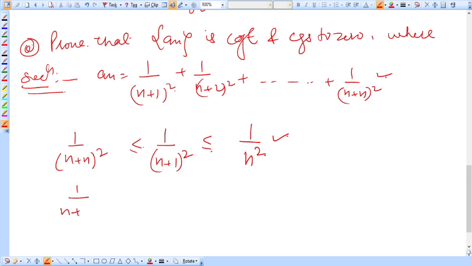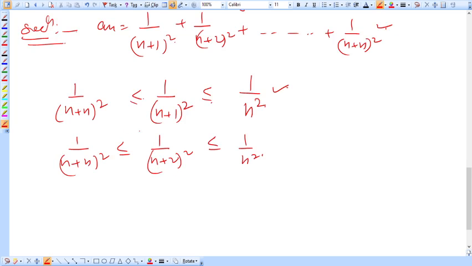Similarly, 1 by (n plus 1) square would be less than 1 by n square and greater than 1 by (n plus 2) square, and so on. This would be true for all the terms, and the last term is 1 by (n plus n) whole square. Although we are writing greater than or equal to, equality holds here. So this is the scenario.